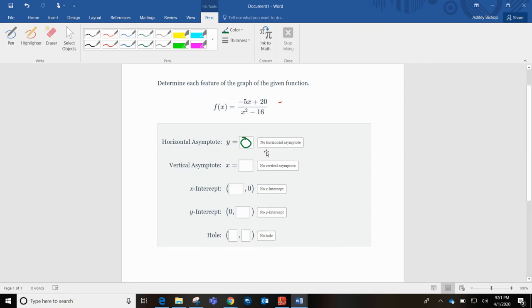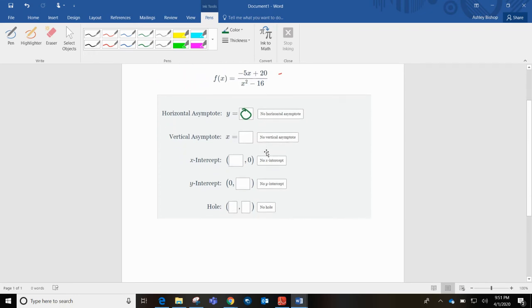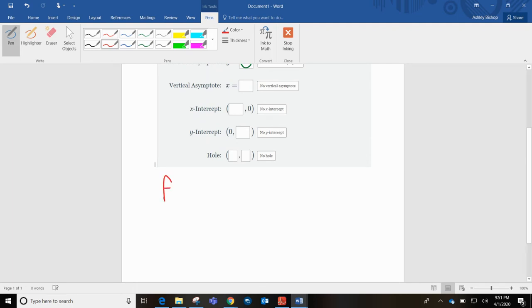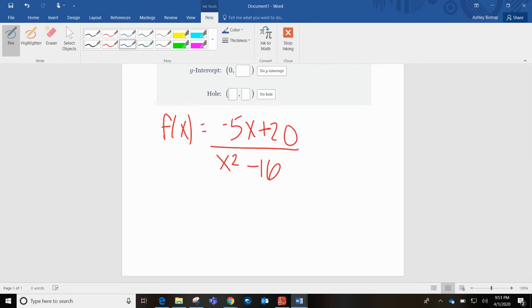We need to factor the numerator and the denominator and first see if we have any holes. So we need to factor the numerator and the denominator. For the sake of room, I'm going to do that down here. So I'm just going to rewrite what I have. I had f of x equals negative 5x plus 20 divided by x squared minus 16. So we need to factor the numerator and the denominator. I'm going to factor out a negative 5 out of the numerator because we always want our first term to be positive. So I can take out that negative 5, and I'm left with x minus 4. 20 divided by negative 5 is negative 4.